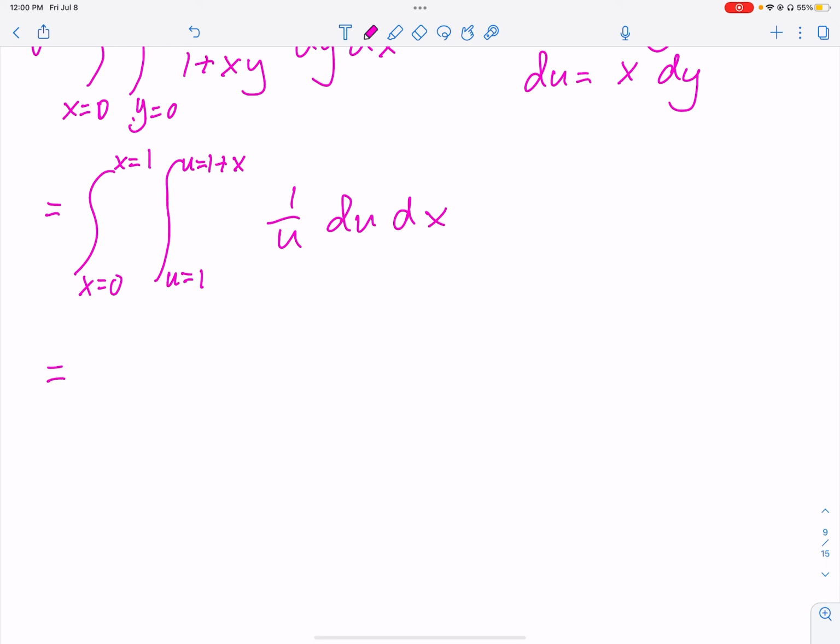All right, I'm not going to be happy about this one, but this integration will show up a lot. You've got to get this down. This is one you want to know. When you get to diffy q, we do it a lot. All right, so this is ln of u.